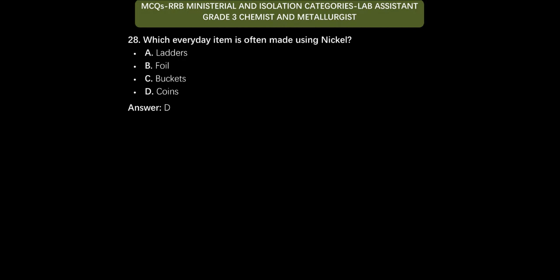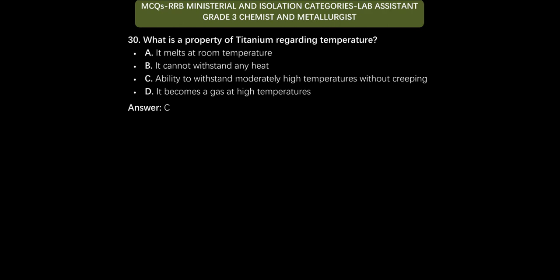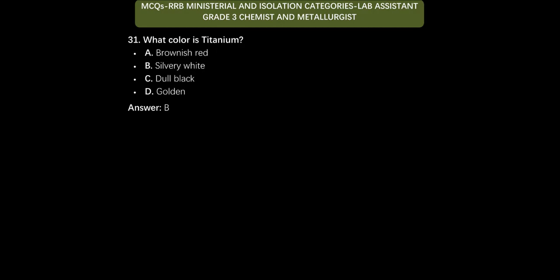Which everyday item is often made using nickel? Option D, coins. What is the special characteristic of titanium? Option D, high tensile strength to density ratio. What is a property of titanium regarding temperature? Option C, ability to withstand moderately high temperatures without creeping. What color is titanium? Option B, silvery white.